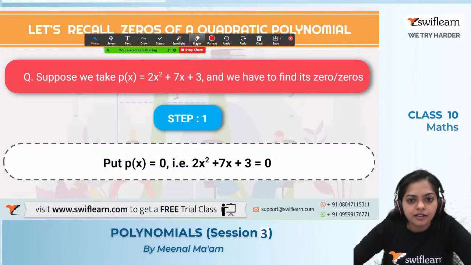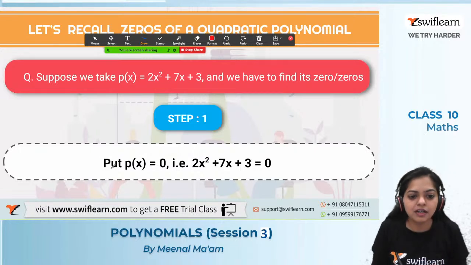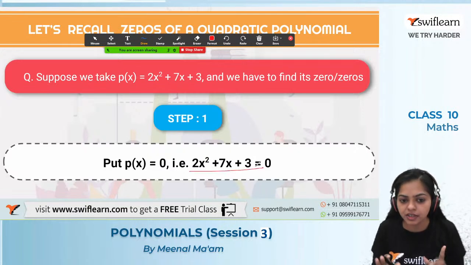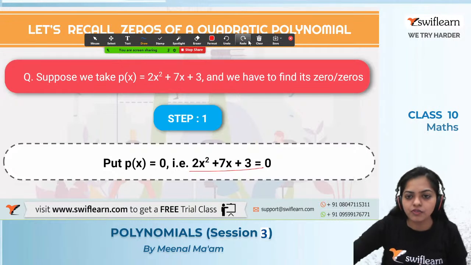So let's quickly revise the steps we took, a fast revision for you. So what did we do? We took the first step: put p(x) equals 0, and this p(x) is nothing but 2x square plus 7x plus 3. The first step is to put the polynomial equal to 0. So we have put the polynomial expression as 0.